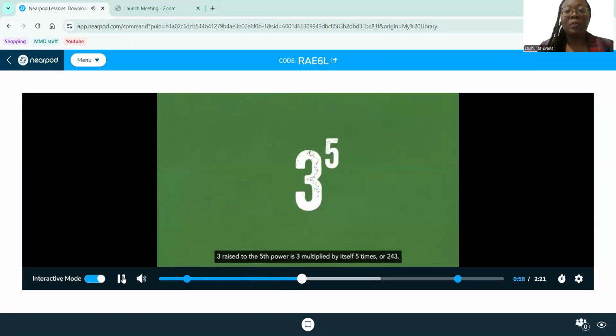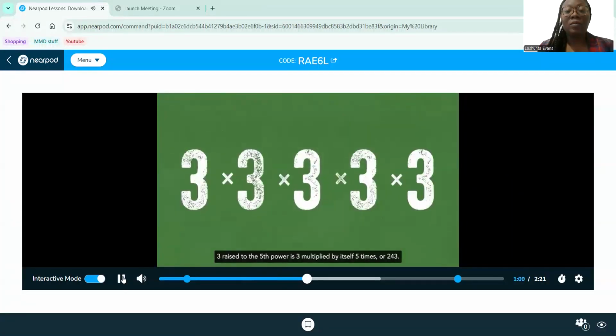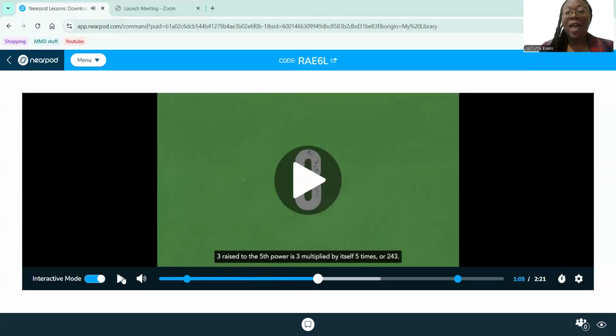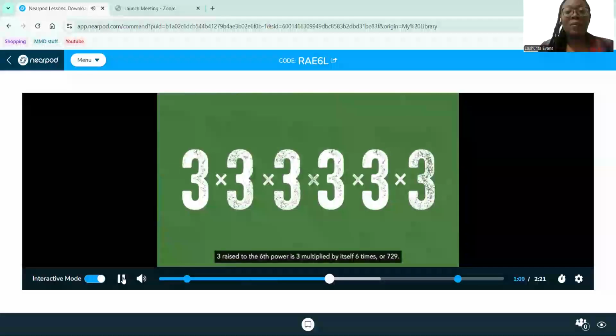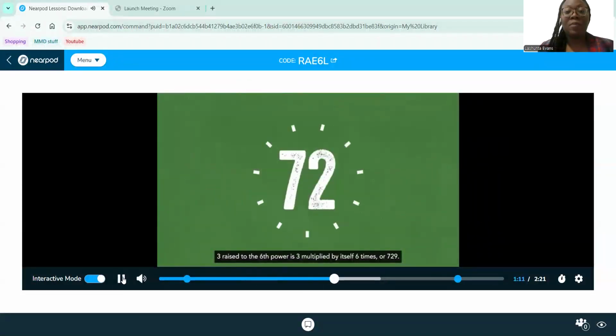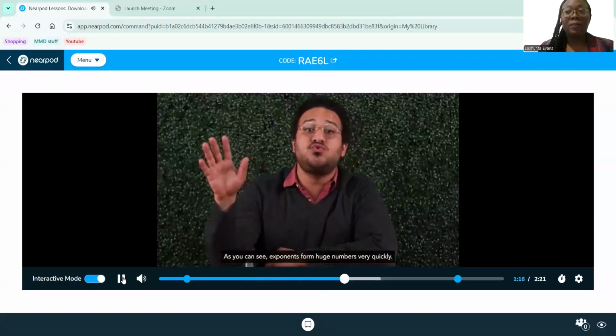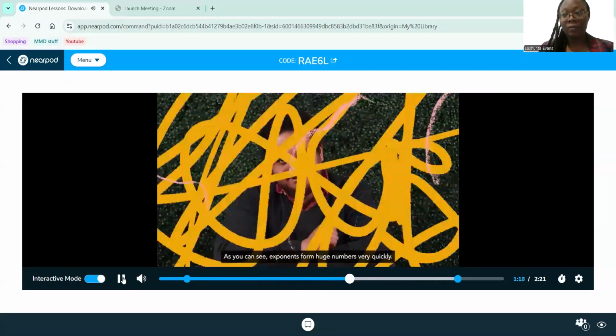3 raised to the 5th power is 3 multiplied by itself 5 times, or 243. So, an exponent is a number multiplied by itself multiple times. 3 raised to the 6th power is 3 multiplied by itself 6 times, or 729. As you can see, exponents form huge numbers very quickly.